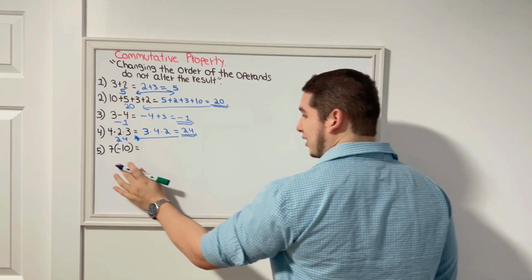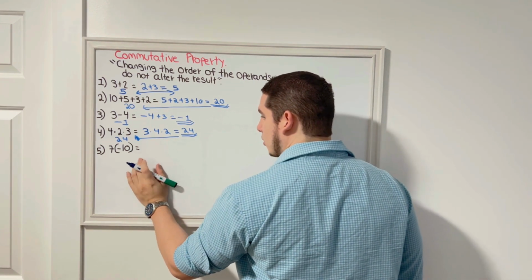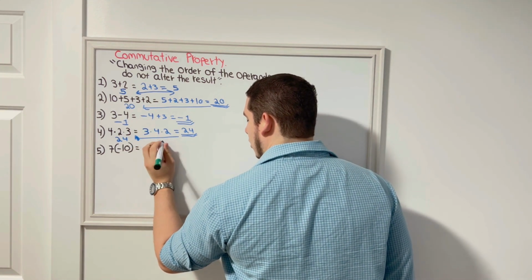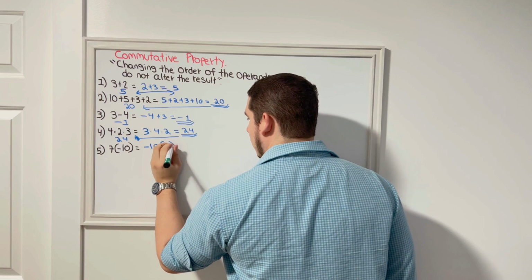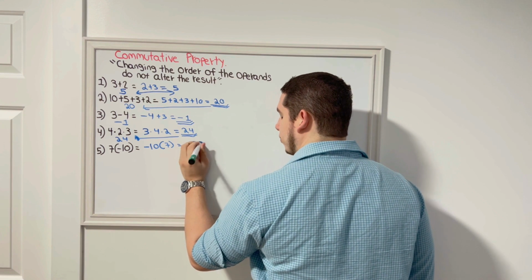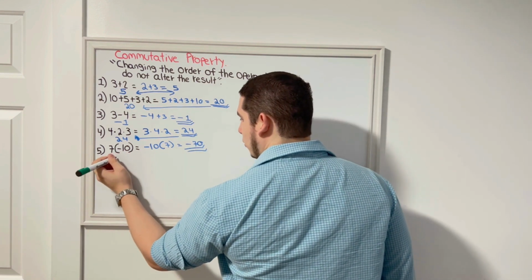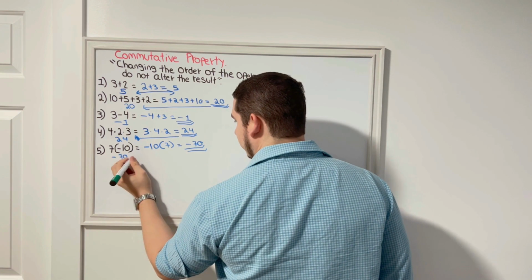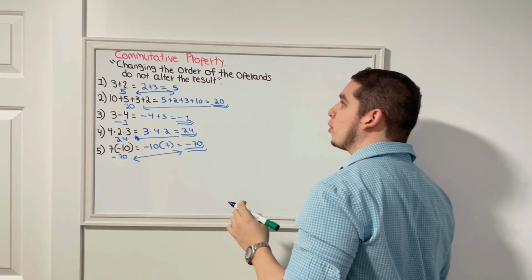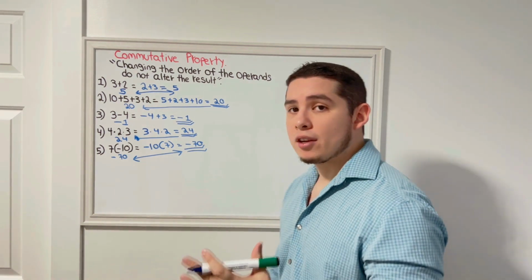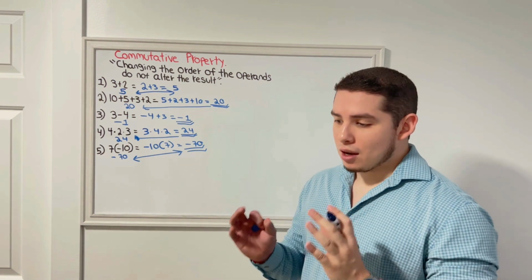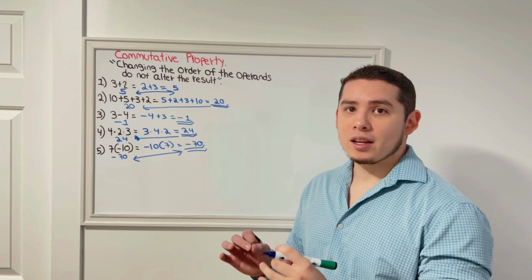Now, we have 7 multiplied by minus 10. We could say now that minus 10 multiplied by 7 equals minus 70, and this one also equals minus 70. Therefore, the commutative property is real. Changing the order of the operands does not alter the result, but as I said before, only if you fulfill the hierarchy of operations.